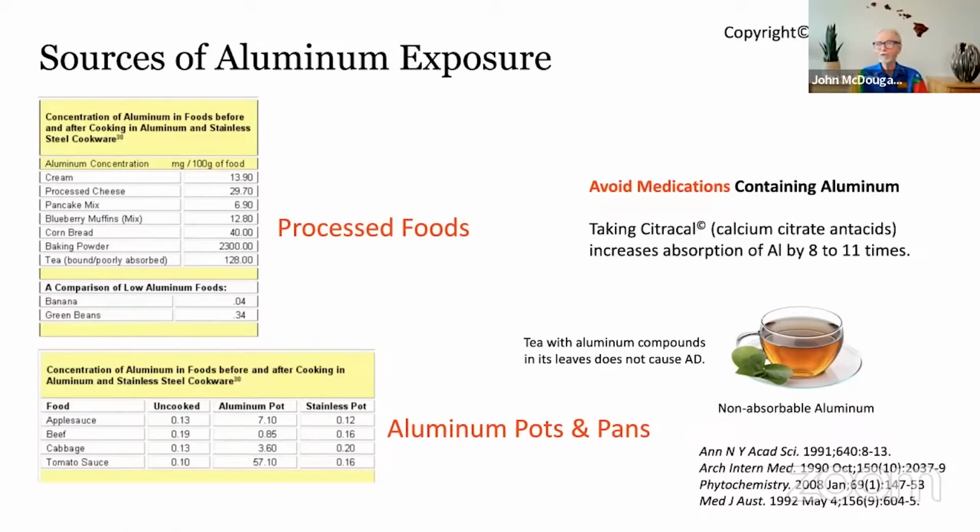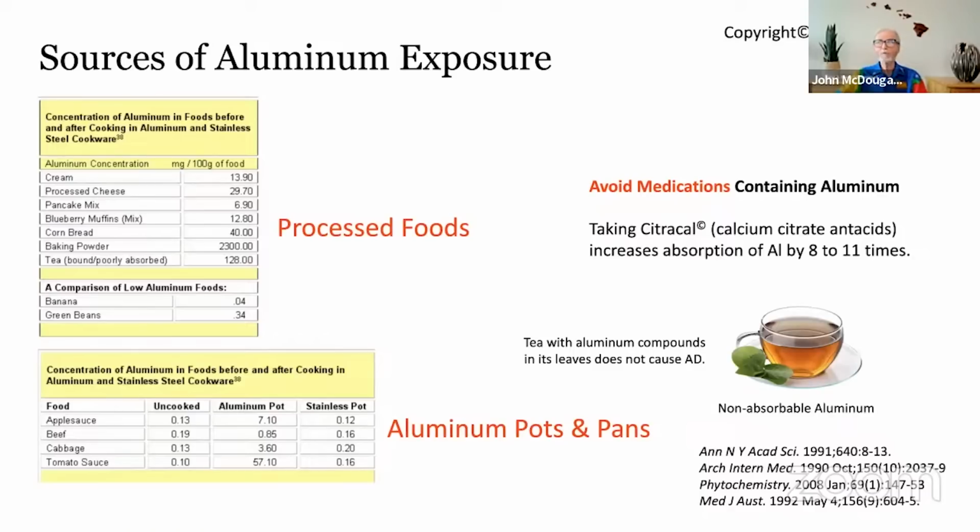There are certain medications like Citracal. I'm sorry, Citracal will increase aluminum absorption. Okay, Citracal does not contain aluminum. But if you take antacids that have citrate in them, you increase the absorption of aluminum from other sources by 8 to 11 times.